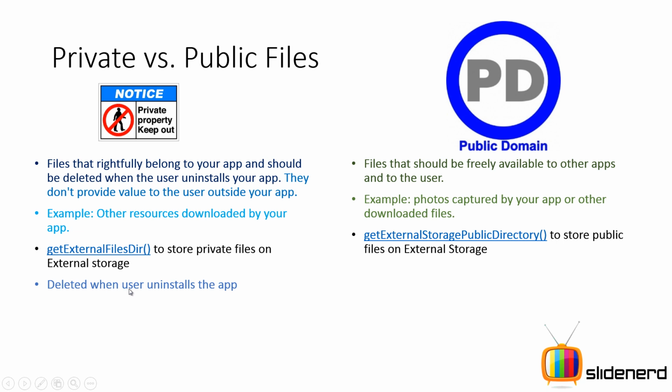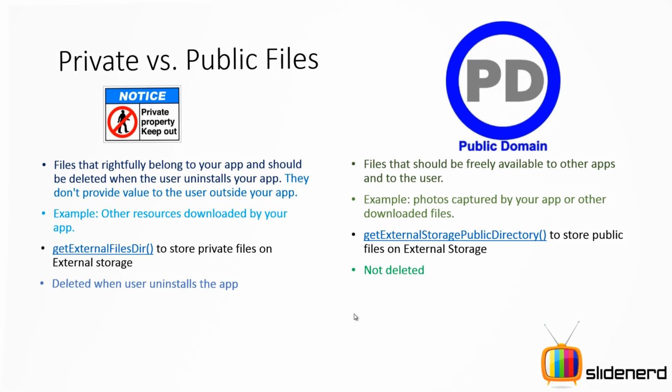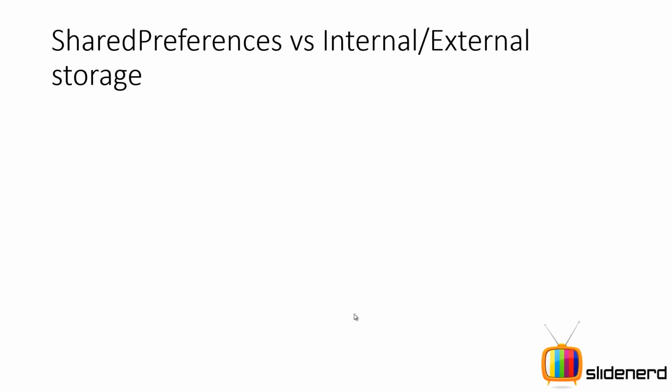Now remember, the private files are deleted when the user uninstalls the app, but the public external storage ones are not deleted, which means the images, the videos, the torrents, and those other files that you download will be present even if the app is uninstalled. Now let's talk about something else as well, shared preferences versus internal external storage.